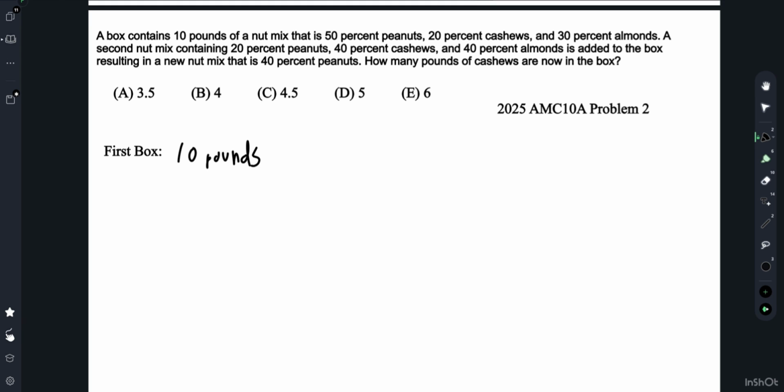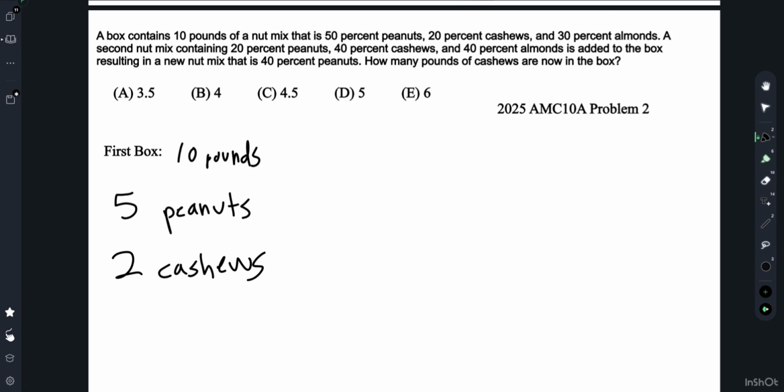50% of it is peanuts. 50% is just 1/2. So 1/2 of 10 is 5. So there are 5 pounds of peanuts. I'll just write 5 peanuts. And 20% are cashews. Well, 20% would just be 20 over 100, which you can simplify down to 1/5. So 1/5 of 10 pounds would be 2. So there are 2 pounds of cashews, which I'm just going to write as 2 cashews.